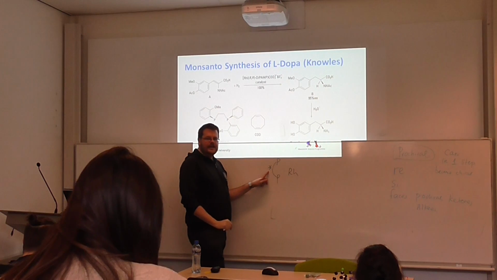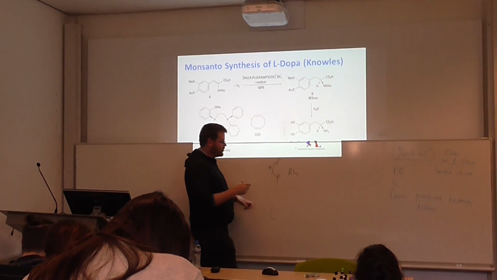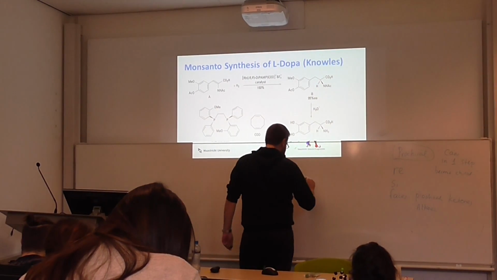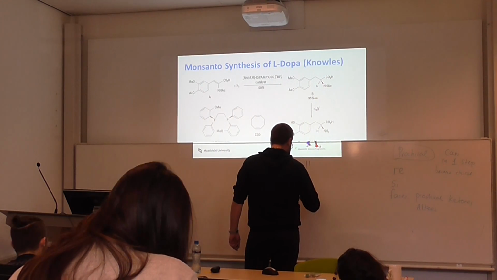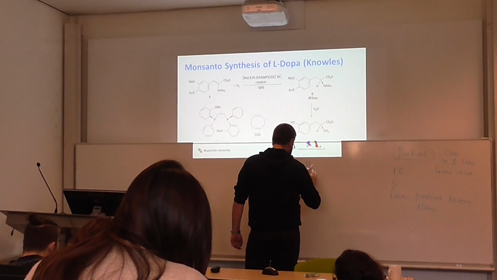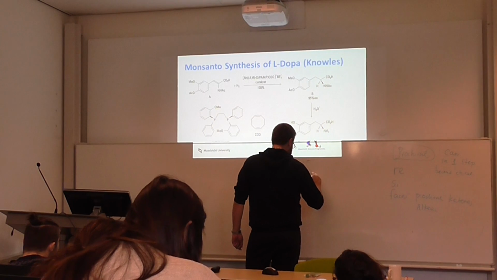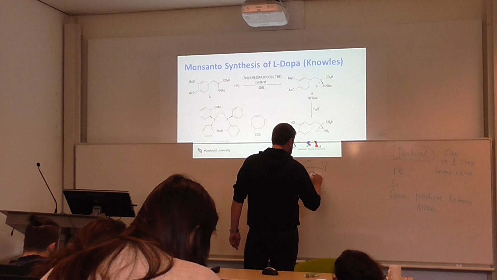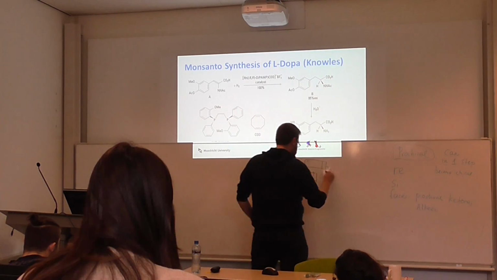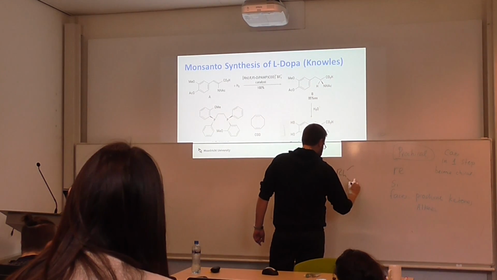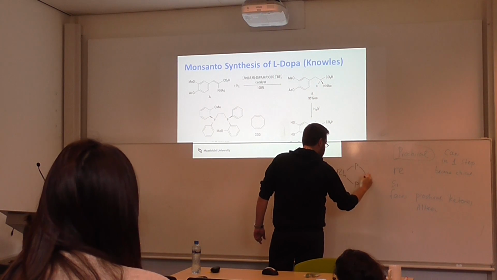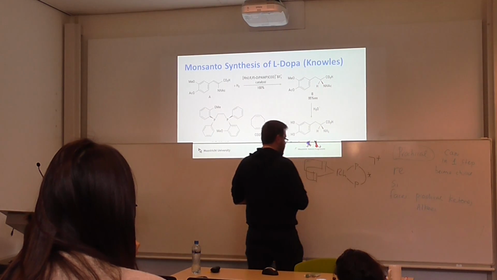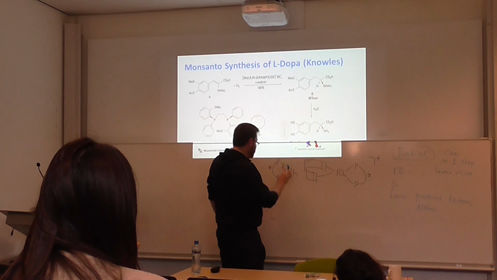I use a star to indicate that the phosphine is asymmetric or chiral. And cyclooctadiene, let me just think how I'm going to draw this. I'm going to draw it the other way around. That's the complex. That's the catalyst precursor.